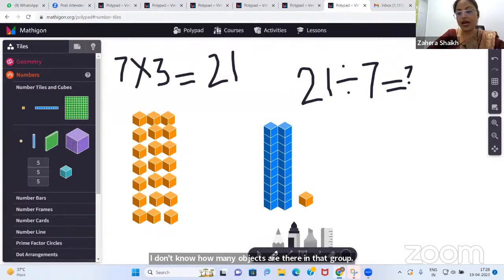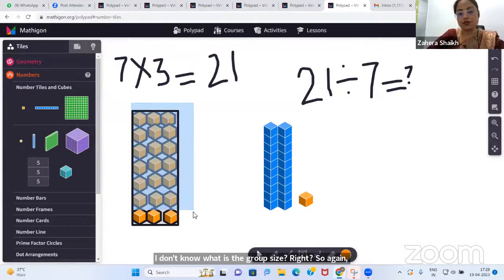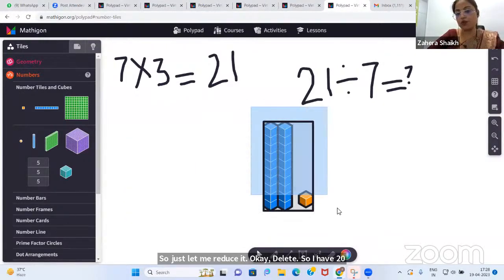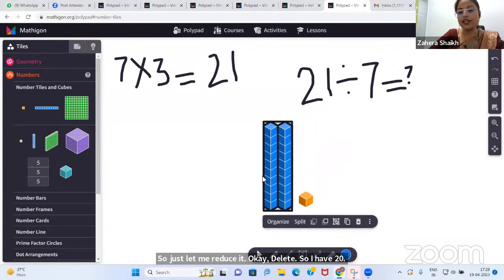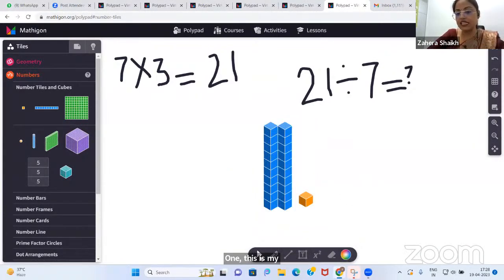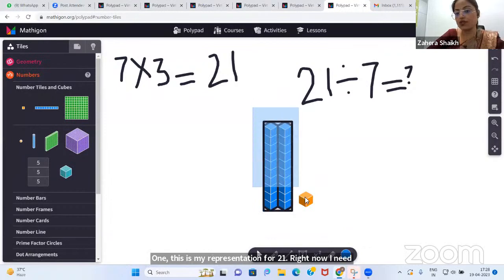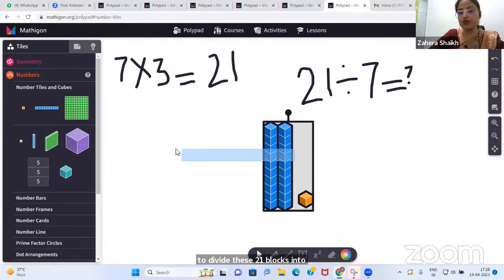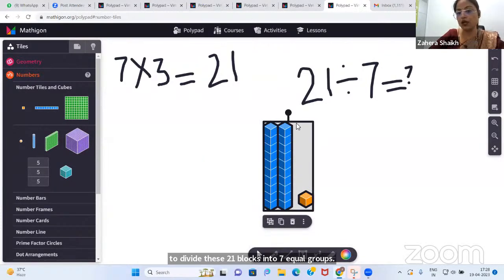So again, how am I going to represent that? Just let me reduce it. Okay, delete. So I have 21. This is my representation for 21, right? Now I need to divide these 21 blocks into 7 equal groups, right? I have to represent this into 7 equal groups.